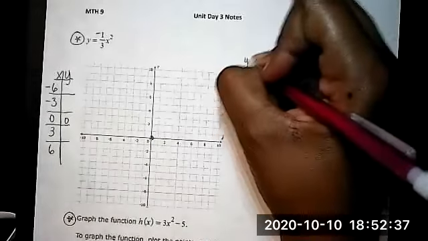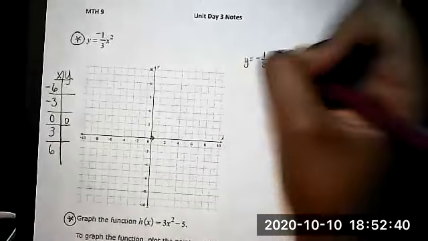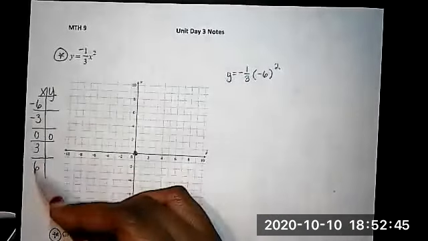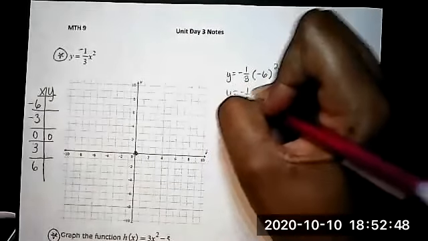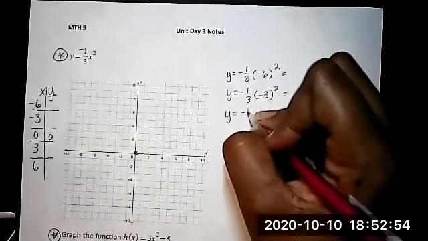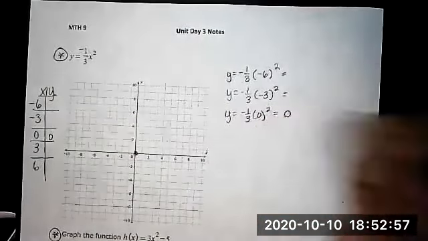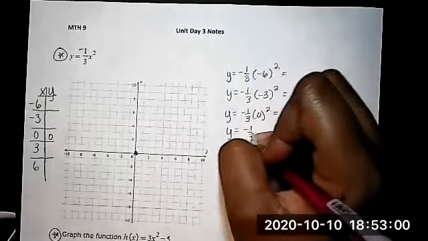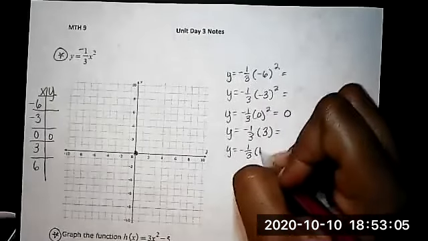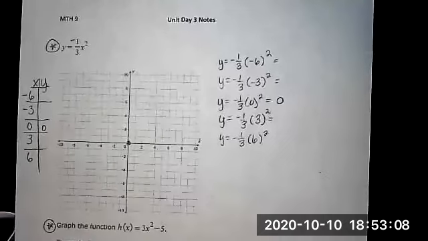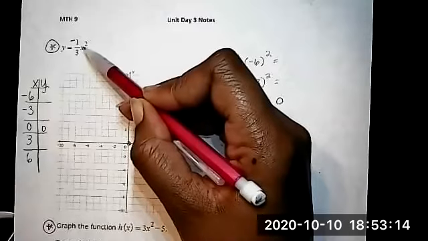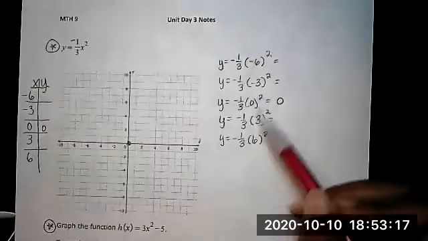Now it's going to be y equals -1/3 times -6 squared. Okay, I'm using these numbers here. Y equals -1/3 times -3 squared. Y equals -1/3 times 0 squared, which you should know equals 0. Y equals -1/3 times 3 squared. And y equals -1/3 times 6 squared. Sorry, these are all squared. Okay, I'm just replacing x with these numbers individually. That's what I got there.